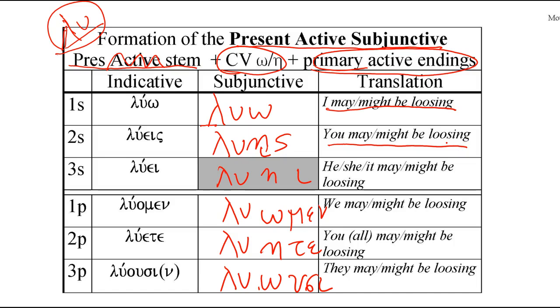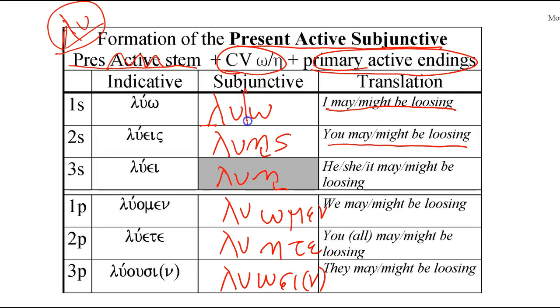Remember that subjunctive is the mood of probability or possibility, so we're trying to translate that as best we can in English, and so we're going to use may or might. We have another iota that subscripts for this form, luē. Luomen needs no adjustment. Luete needs no adjustment. And luosi, what happens is the omicron swallows up the upsilon, and the final form is luosi or luosin. And so this is the primary active subjunctive.